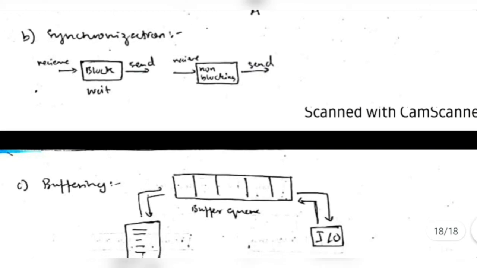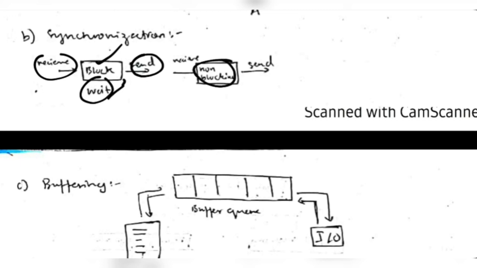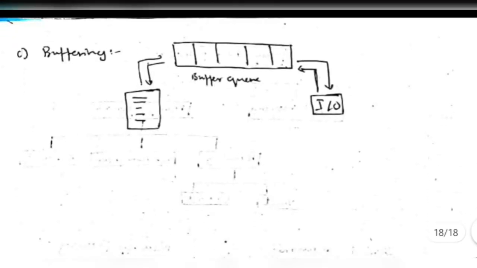The second one is synchronization. In synchronization, there are two types. The first one is blocking. In blocking, the receiver waits, and when the sender is ready to send the message, it will be taken. The second one is non-blocking. In non-blocking, the receiver does not wait for the sender to send, but carries out other tasks.